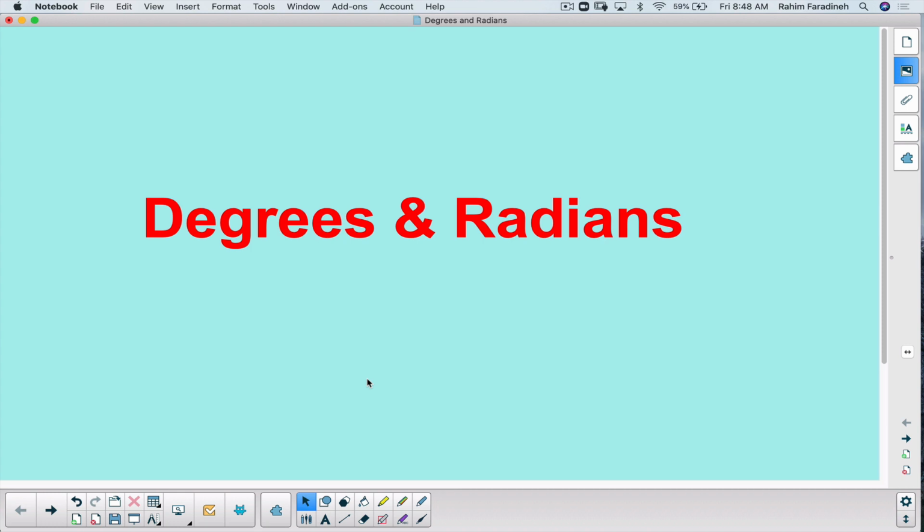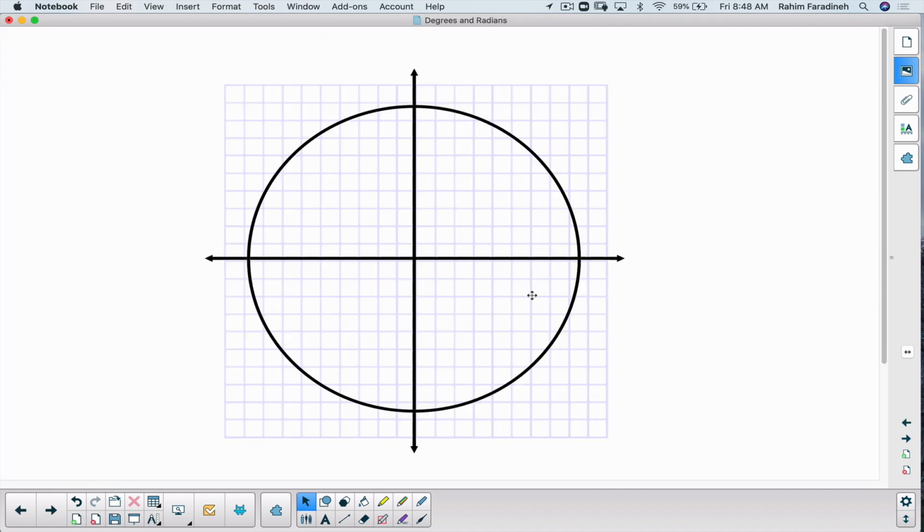In this brief lecture, we're going to talk about degrees, radians, and how to convert from one to another. Recall the circle that once you go around the circle, you're going to get 360 degrees. So if we go counterclockwise, this would be 90 degrees. This would be 180 degrees. This would be 270 degrees. And once we go one time around the circle, we have gone 360 degrees around.